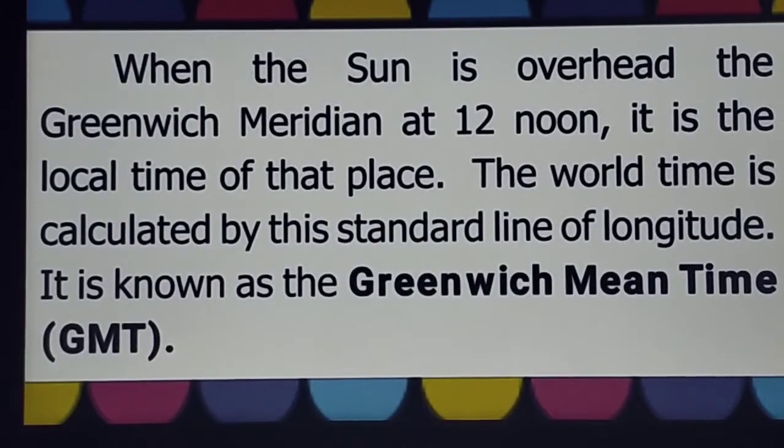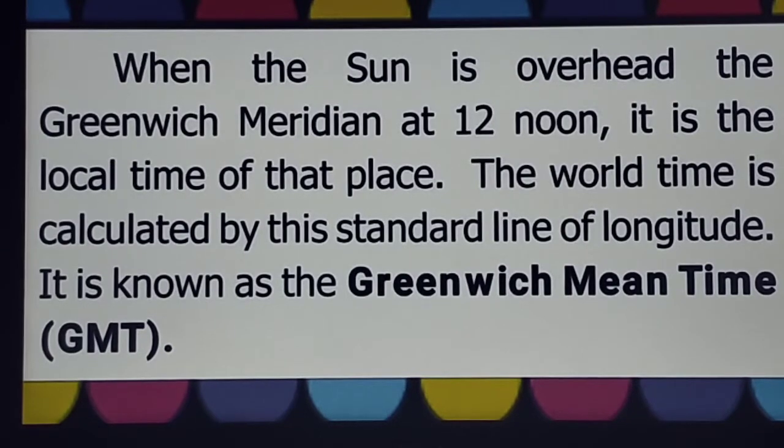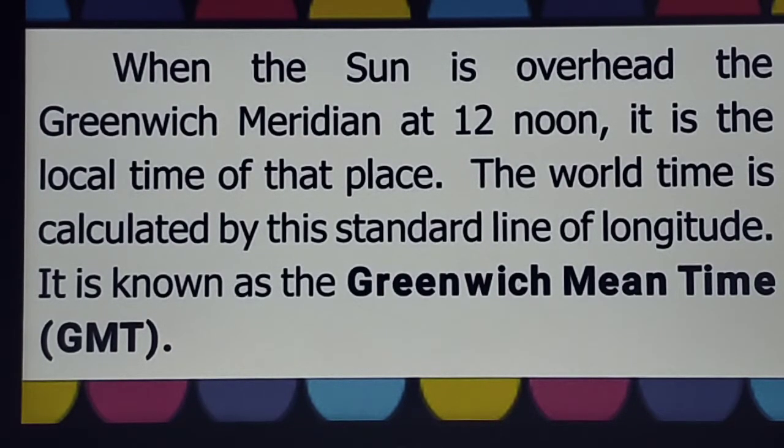When the sun is overhead at the Greenwich meridian at 12 noon, it is the local time of that place. The world time is calculated from this standard line of longitude. It is known as Greenwich Mean Time, GMT.